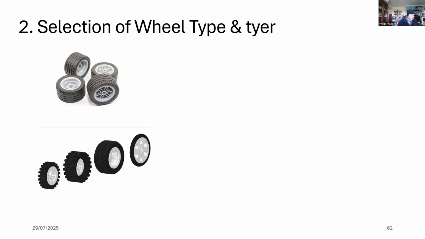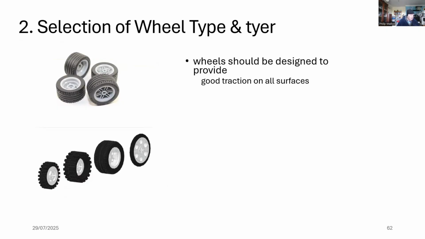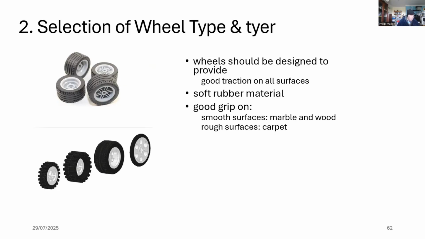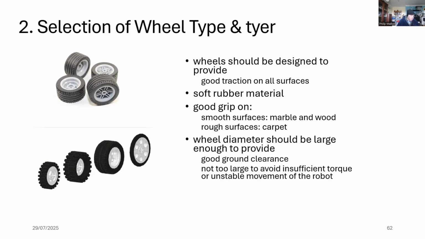Now we have to select the tyre and the wheel. Not a lot of choice here because we're going to use Lego Technic components and Lego wheels and tyres. We want to make sure that our tyres give us good traction on all the surfaces that we've chosen, so we'll use soft rubber tyres. They have a good grip on all the surfaces. And for the wheel diameter, we've selected a Lego wheel that has a 35 millimeter radius, which gives us a pretty good compromise.